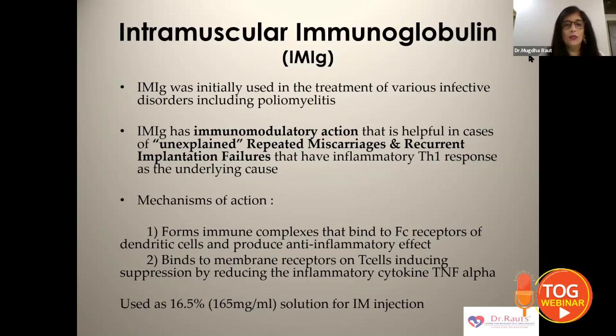Intramuscular immunoglobulins form immune complexes that bind to the Fc receptors of the dendritic cells and produce an anti-inflammatory effect. They are also known to bind to membrane receptors on the T cells, inducing suppression by reducing the inflammatory cytokine TNF-alpha. We get in India a 16.5% solution for intramuscular injection.